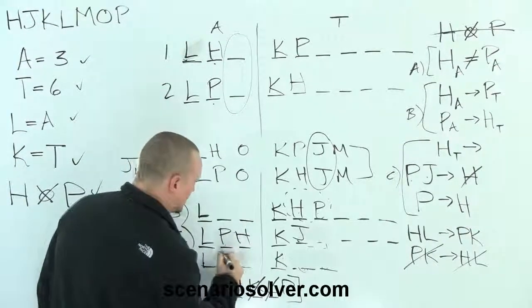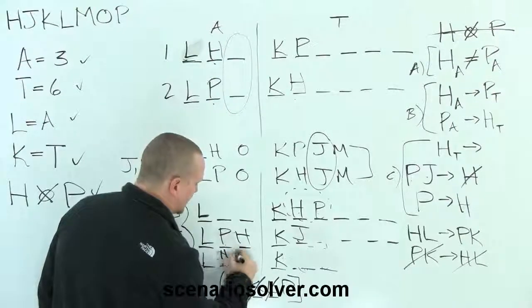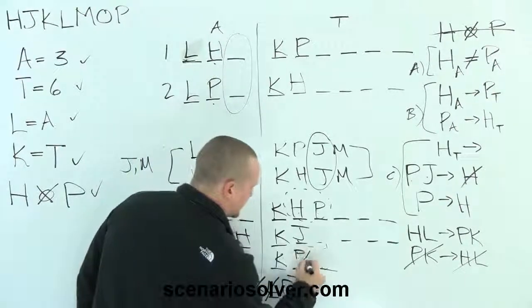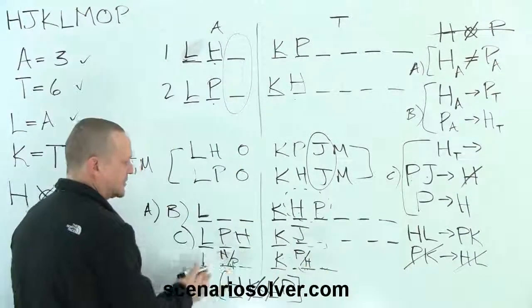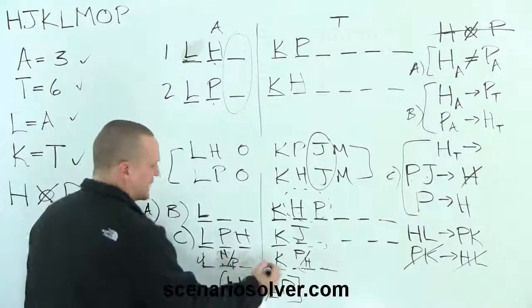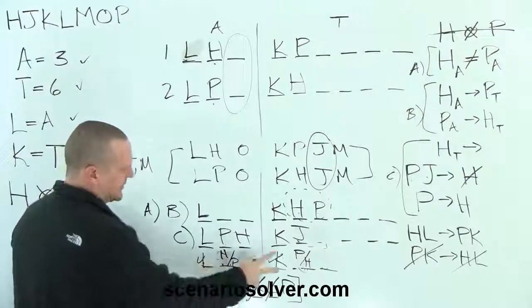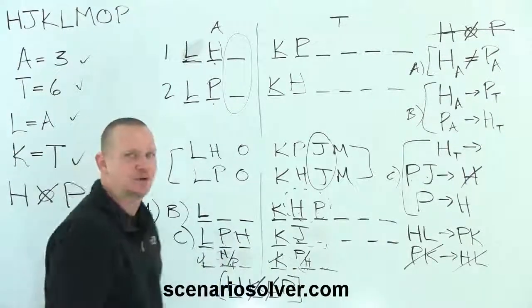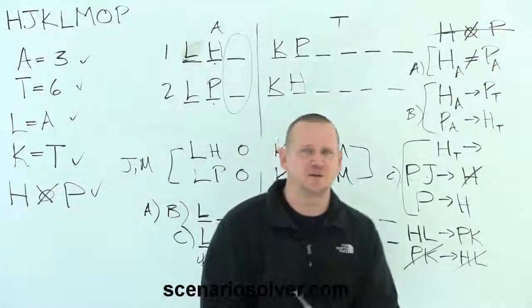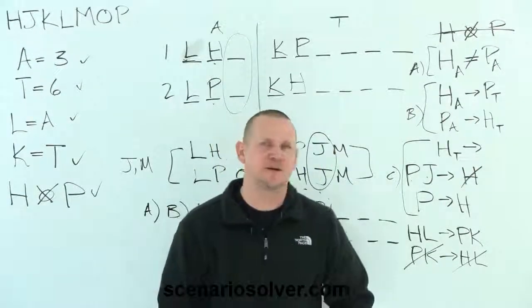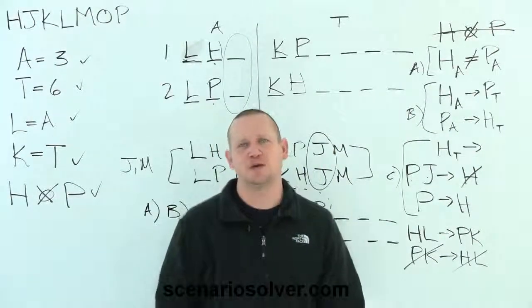What it means is that no matter what happens, H and P have got to stay separate. We've got to keep this at 2 and 2. And since, again, we've used up L and K already, we can only use up P and H singularly in each group. Okay, that concludes LSAT 63 Logic Game 1, June of 2011.